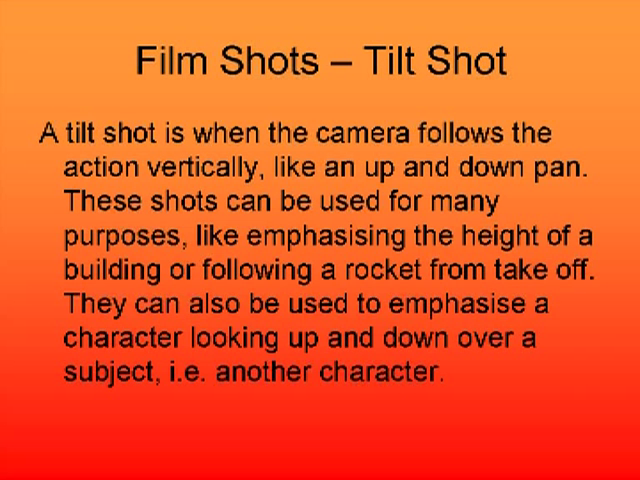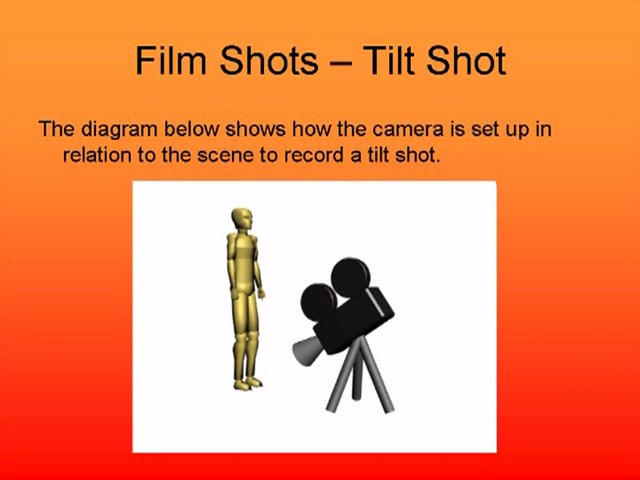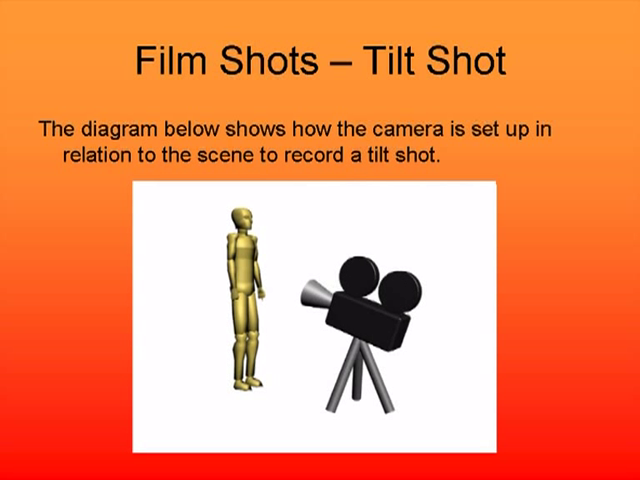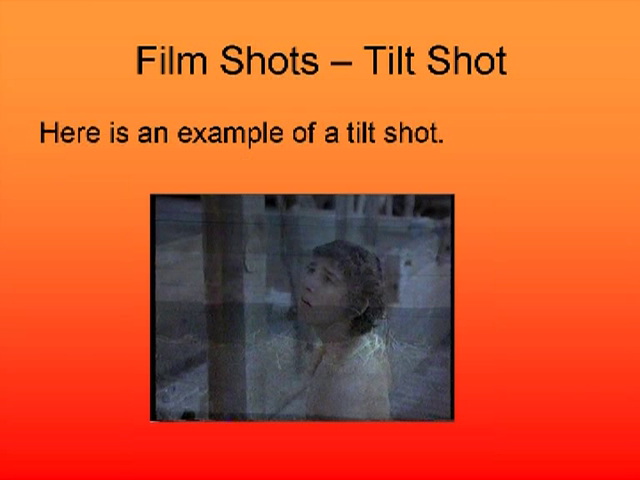Tilt shot. A tilt shot is when the camera follows the action vertically, like an up and down pan. These shots can be used for many purposes, like emphasizing the height of a building or following a rocket from takeoff. They can also be used to emphasize a character looking up and down over a subject, i.e., another character. The diagram below shows how the camera is set up in relation to the scene to record a tilt shot. Here is an example of a tilt shot.